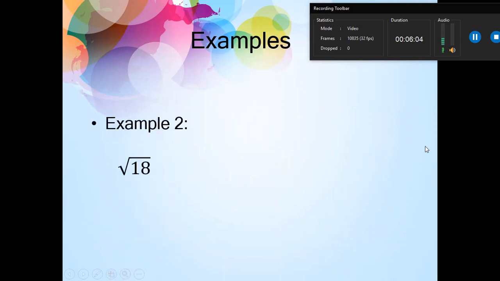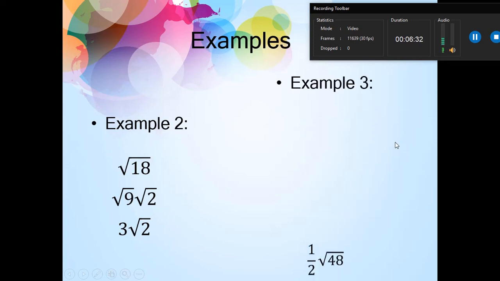Example number 2, the square root of 18. We need 2 numbers that multiply to 18. One has to be a perfect square. Yes, I know 6 and 3 will work, but neither is perfect. So we have to use radical 9 and radical 2. The 9 is the perfect square, and it will simplify to 3 radical 2, and that is my final answer.